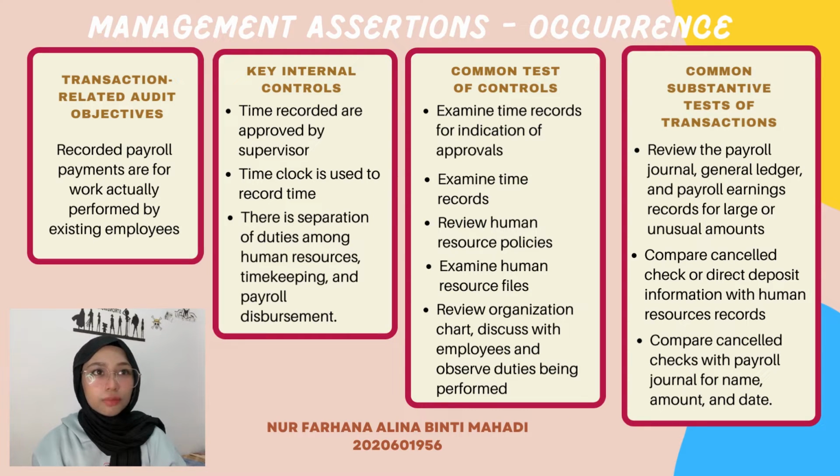For common substantive tests of transactions, first, review the payroll journal, general ledger, and payroll earnings records for large or unusual amounts. Then, compare cancelled checks or direct deposit information with human resource records. And last, compare cancelled checks with the payroll journal for name, amount, and date.